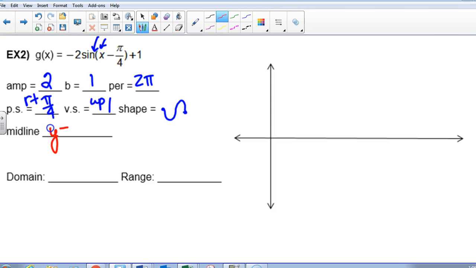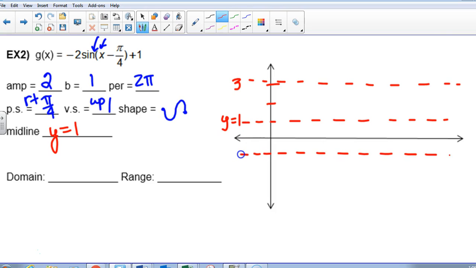Midline, anybody? Yep, up 1, so it's y equals 1. All right, so I'm going to draw my midline at y equals 1. How far above and below that am I going? Up 2 would put me at 3 for all my maximums. What's 2 below +1, guys? -1 for all my minimums, right?